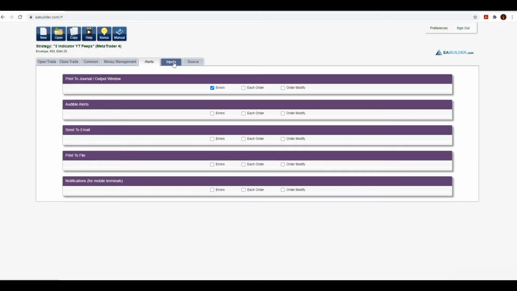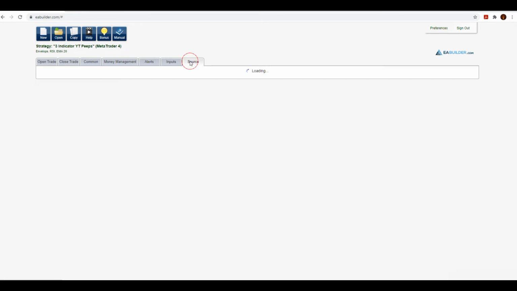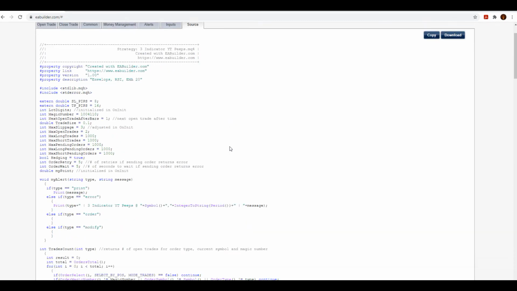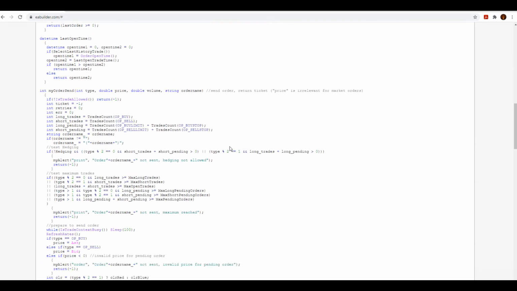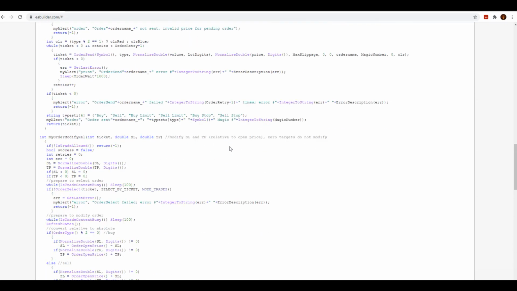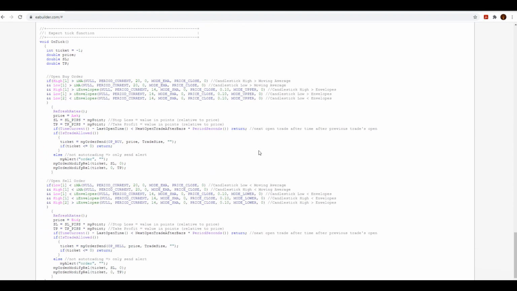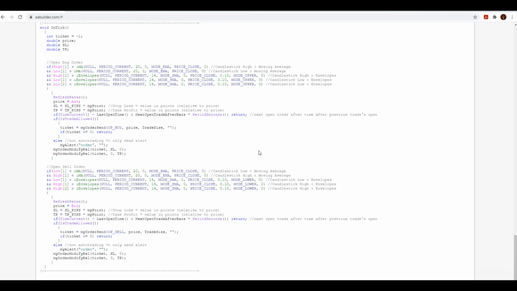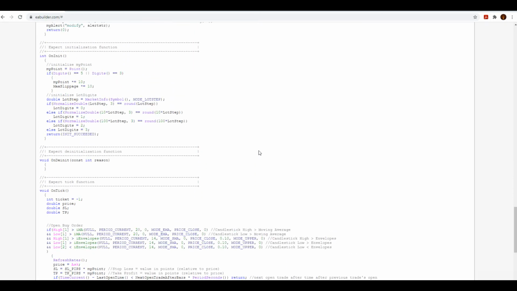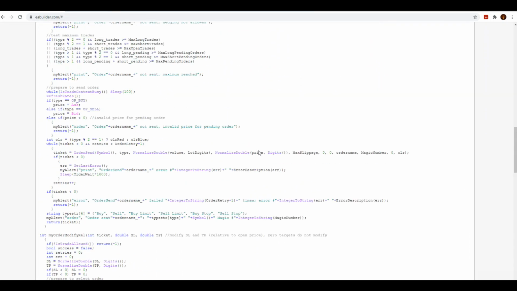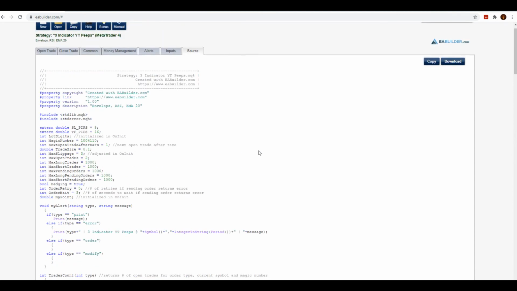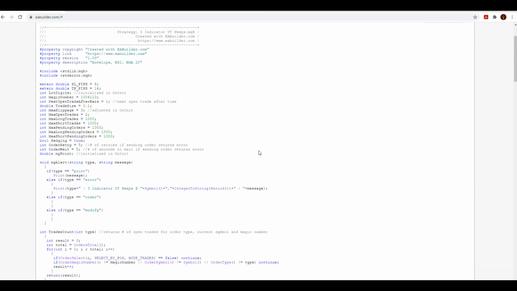You can go into alerts and set the alerts if you want to. And then here's the source code right here. If you didn't have access and want to type this in somewhere, you could. I'll scroll back through it real quick, and you can feel free to pause the video. But that's it.